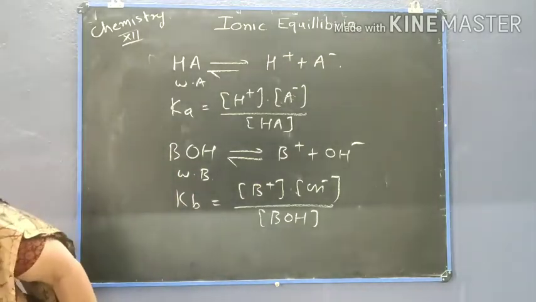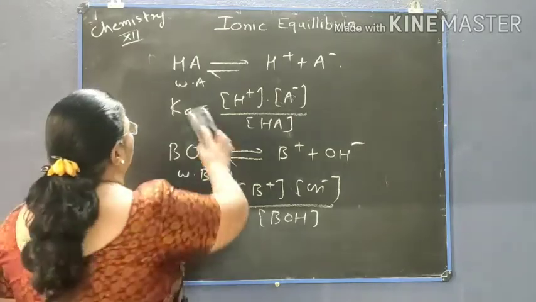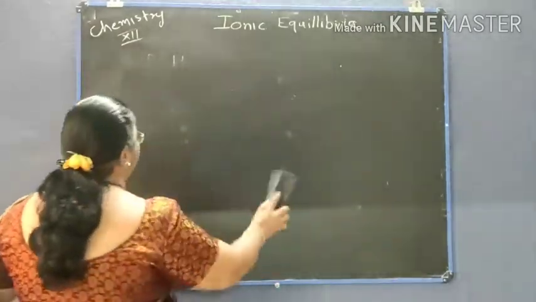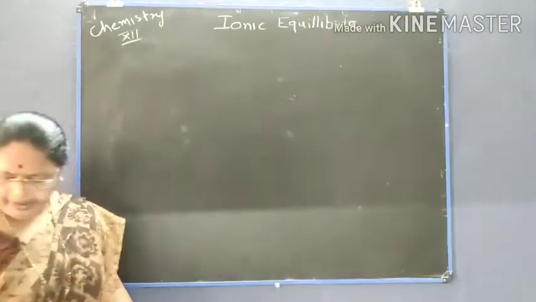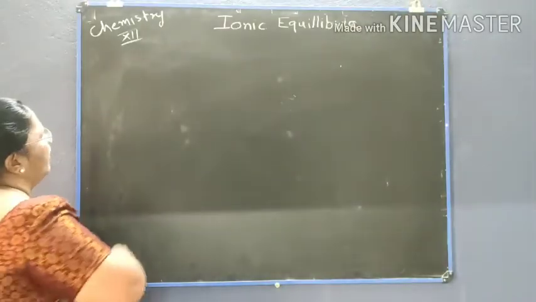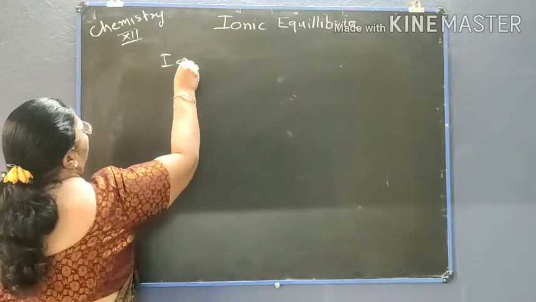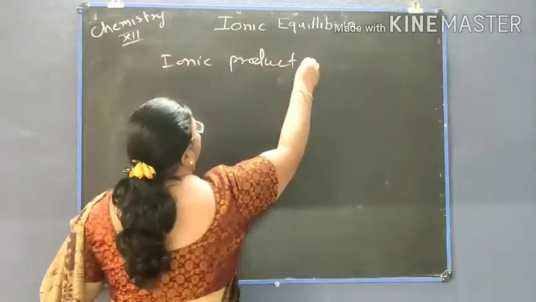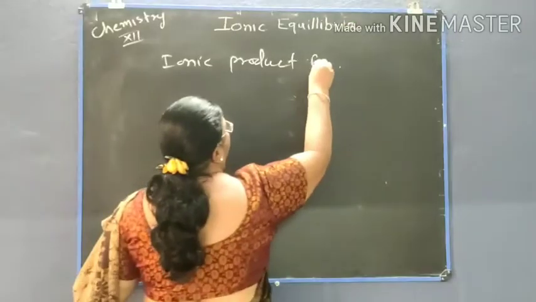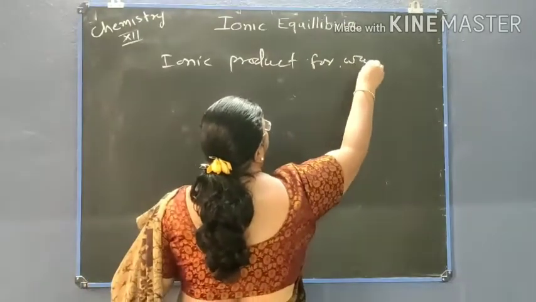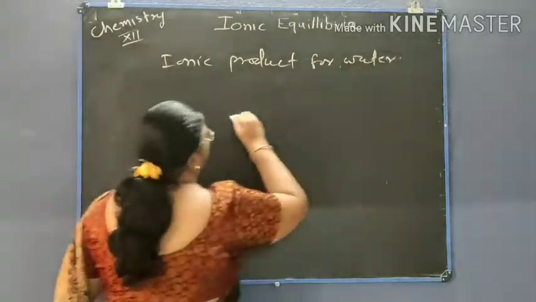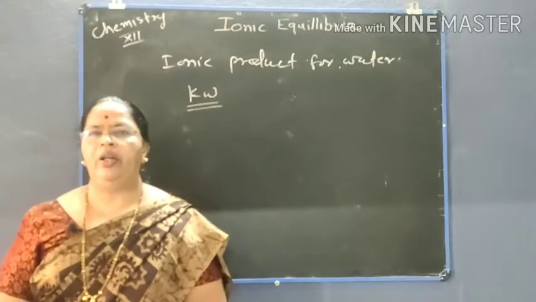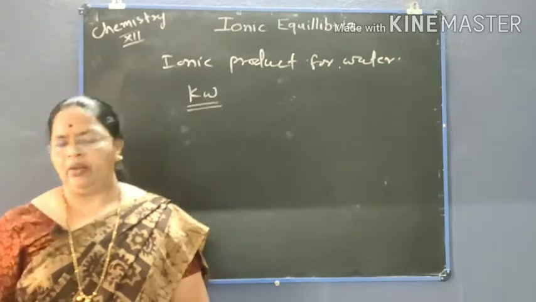Now we will see the ionic product of water. It is represented by Kw. How is the ionic product of water calculated?